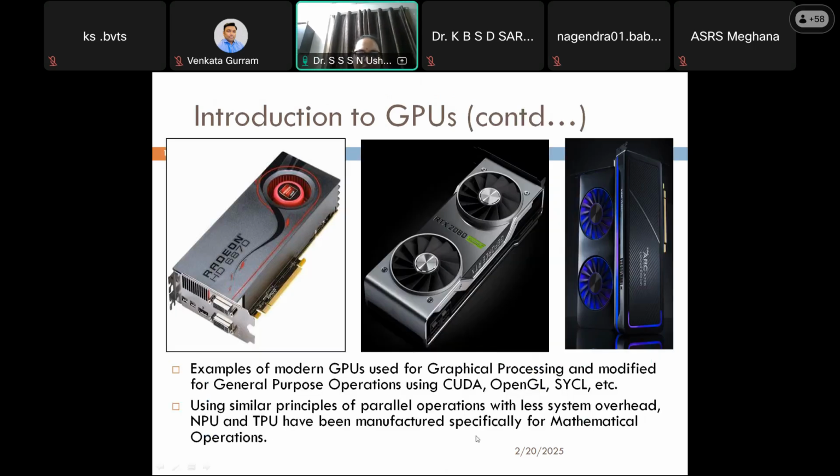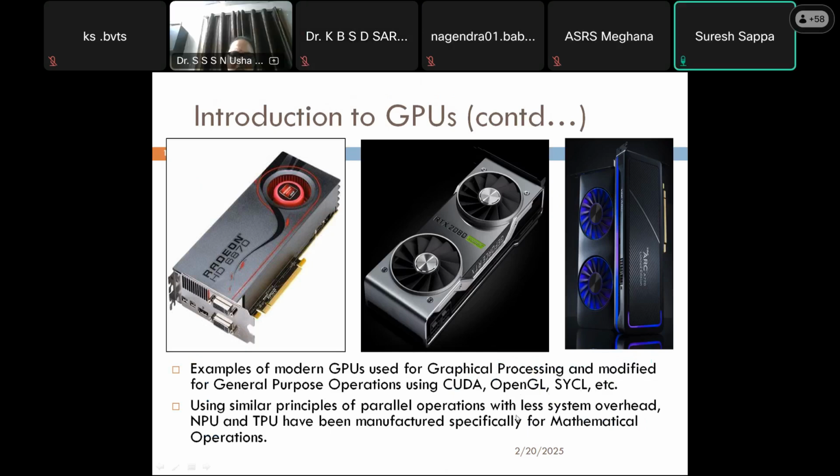So examples of modern GPU programming environments: CUDA, OpenGL, SYCL. These are the graphics processing environments we can use.